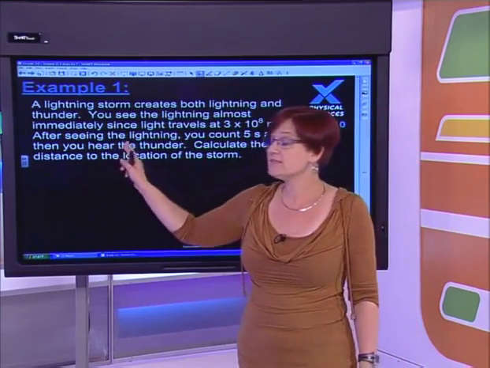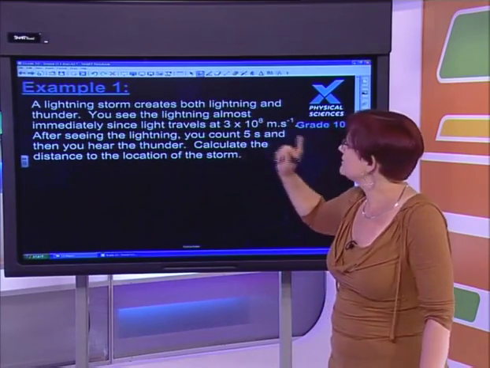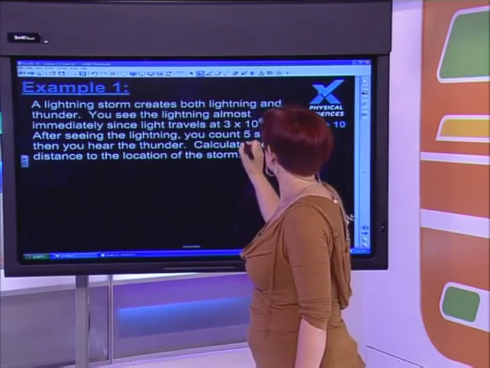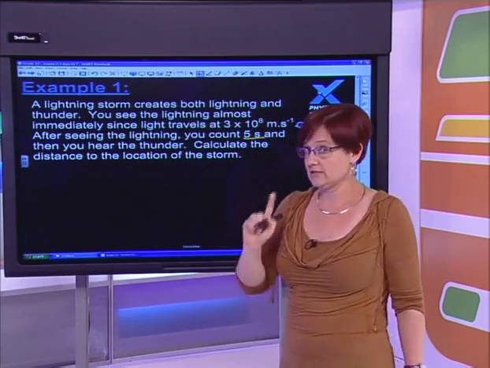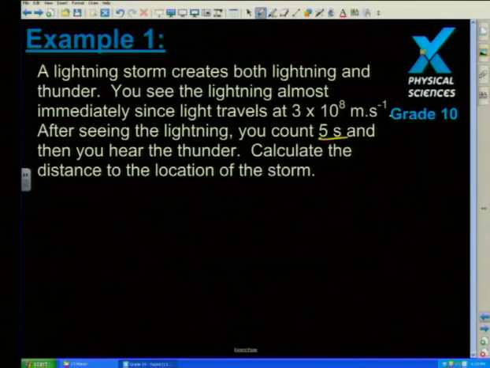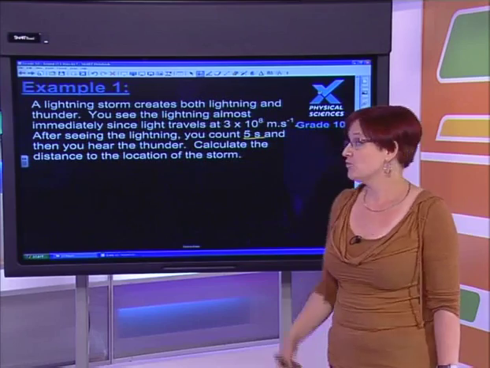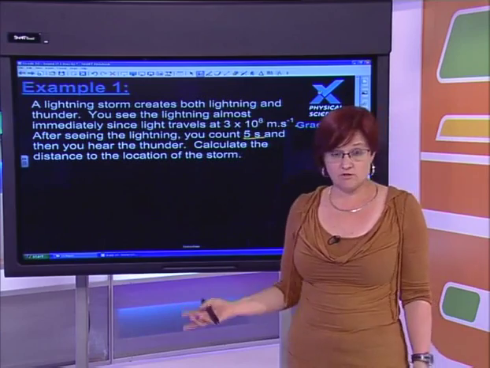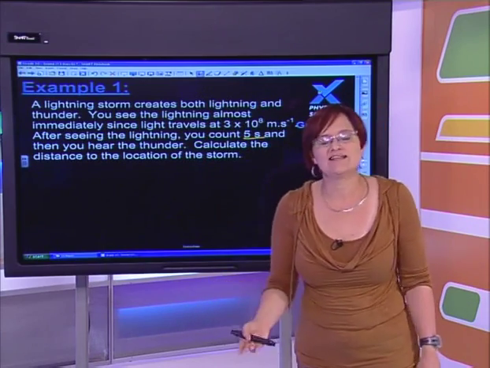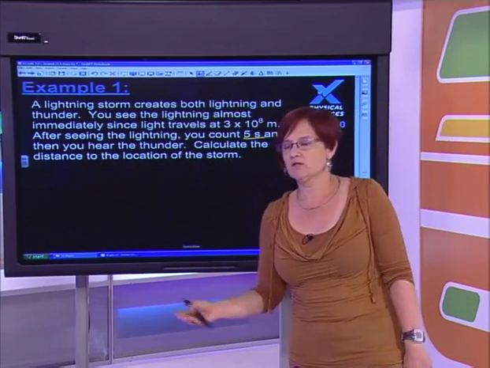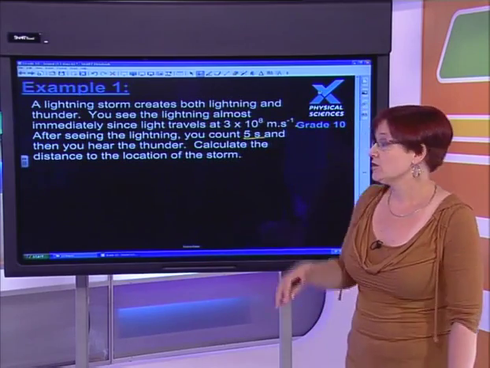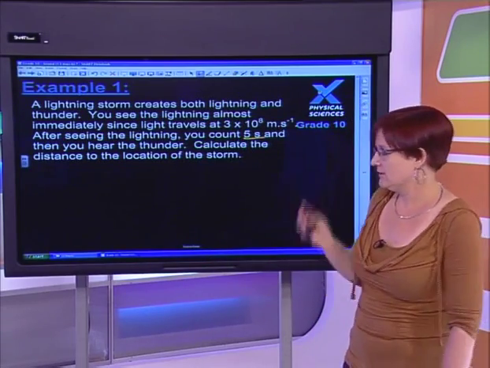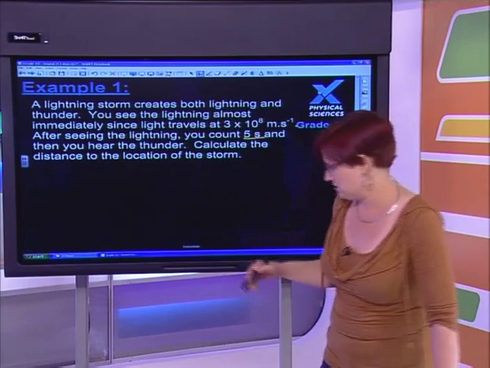Then it says, after seeing the lightning, you count 5 seconds. Now, those 5 seconds is important. It takes 5 seconds, and then you hear the thunder. Calculate the distance to the location of the storm. Now, what we need to do here, which I didn't put in the question, so you would need to ask your teachers, is I would need to tell you what the speed of sound is, because I can't calculate that without it. So I'm going to say to you, assume that the speed of sound is 330 meters per second.